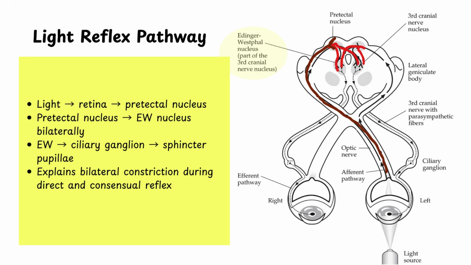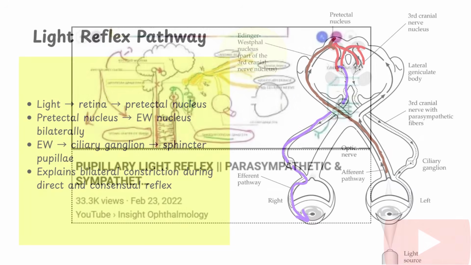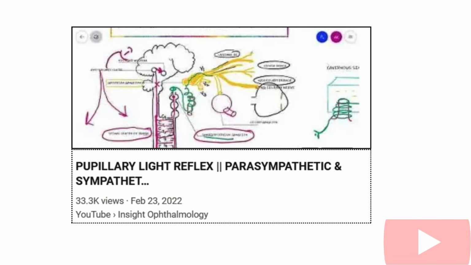From the Edinger-Westphal nuclei, the efferent fibers begin and travel to the ciliary ganglion, and from there, the sphincter pupillae causes pupillary constriction. This bilateral projection explains why shining light in one eye constricts both pupils. That is the consensual light reflex. I've explained this in detail in the video on pupillary light reflex.